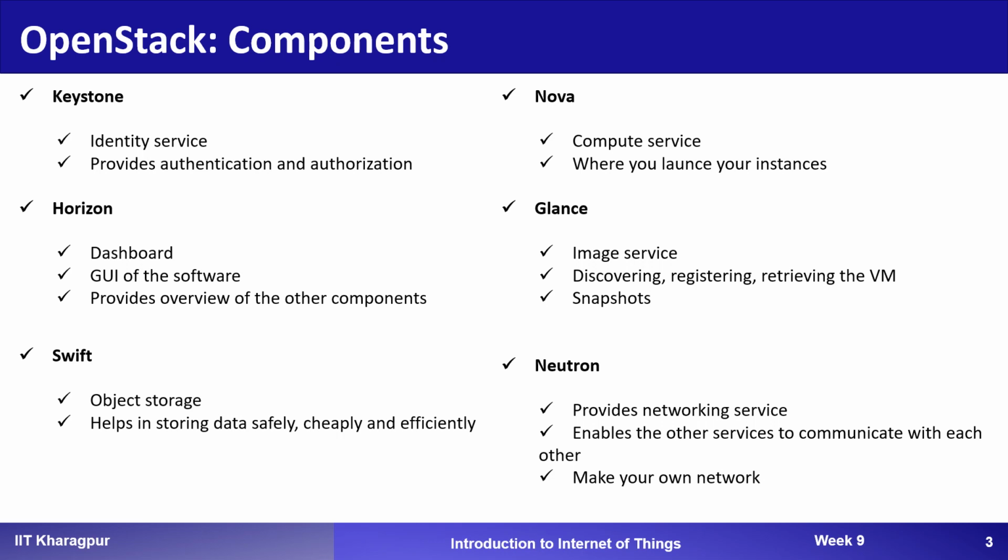The second component is Horizon. This is the dashboard with the help of which you can access all the other components. It is the GUI of OpenStack and provides an overview of the other components which are available. Then the next one is Swift. Swift is responsible for providing object storage. It helps in storing the data safely, cheaply, and efficiently.